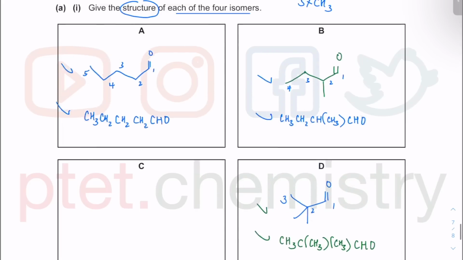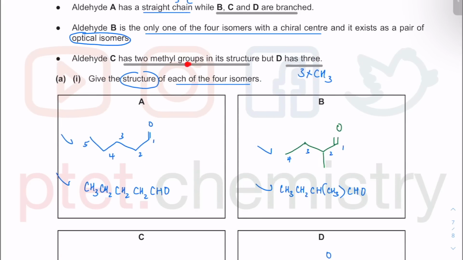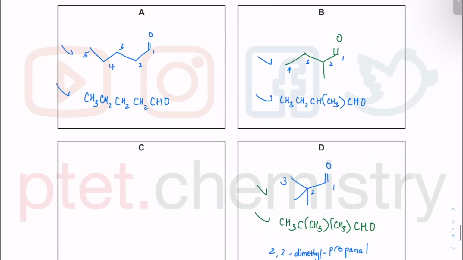So I still haven't gotten C yet. C has got 2 methyl group in its structure. So based on all of these, what am I doing really? Like that, maybe? Like that? 1, 2, 3, 4, 5. Now this is exactly the same as that. So I don't want that.